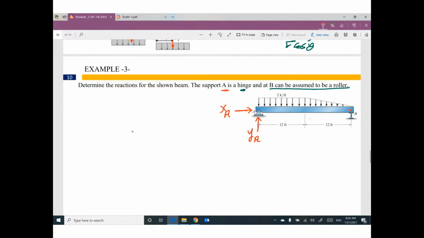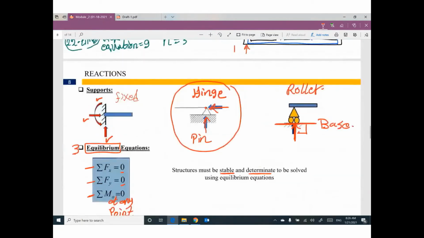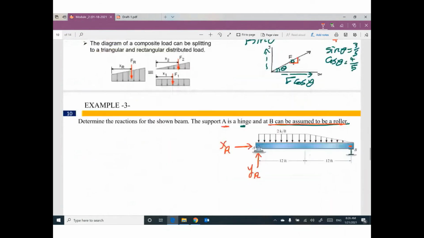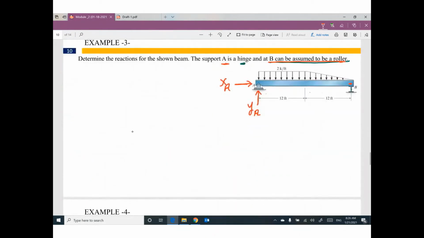B can be considered as a roller. If you have a roller, we have one reaction perpendicular to the base. So at B, we have one reaction called YB. Do you have uniform distributed load? Yes, we have.